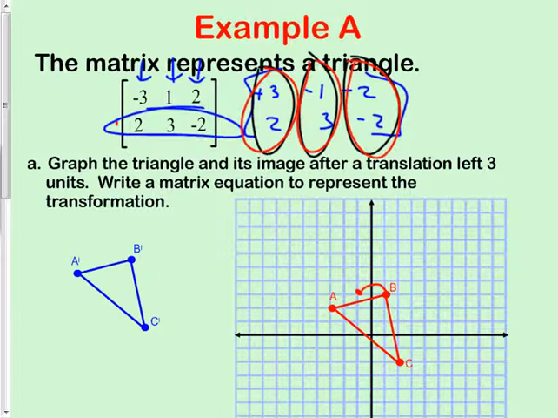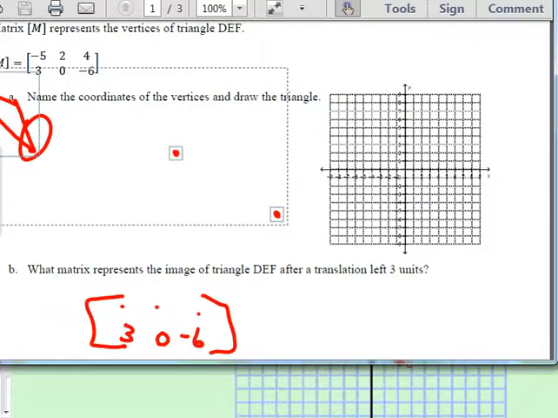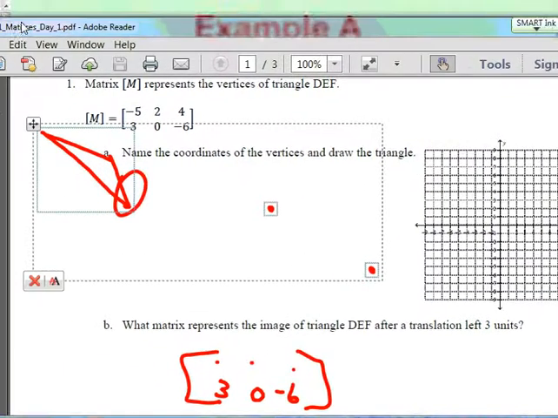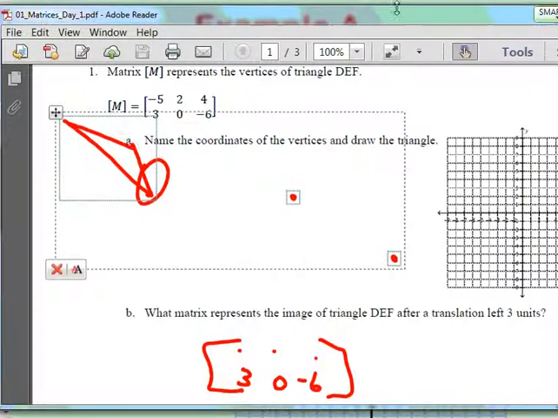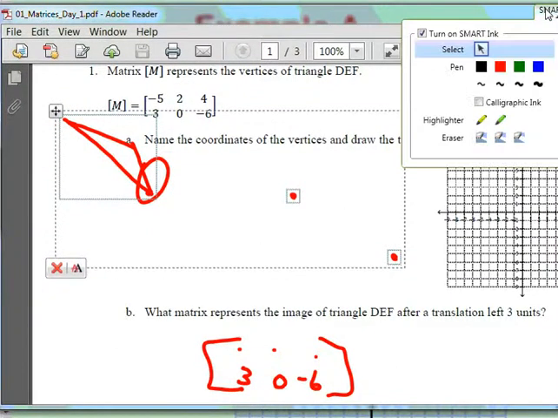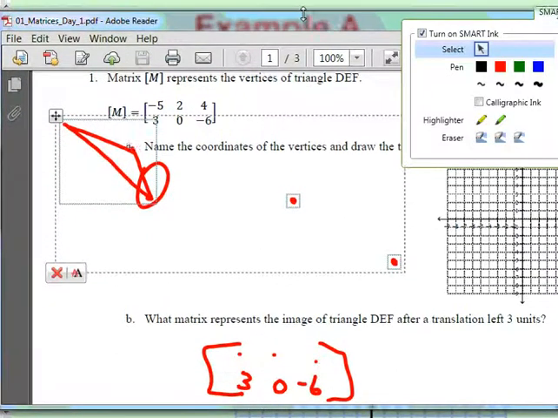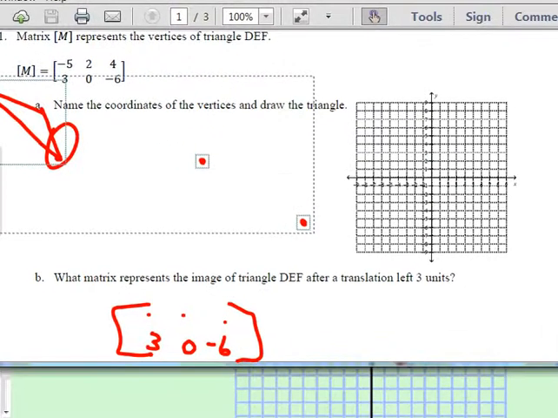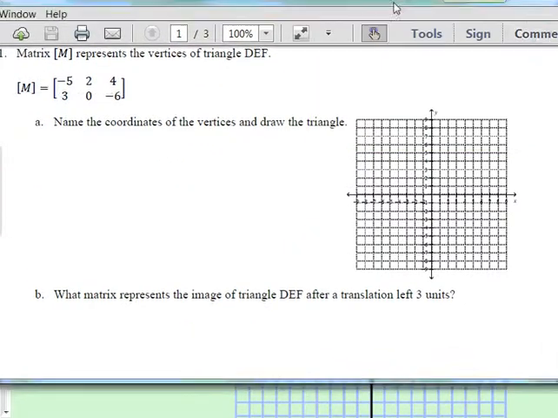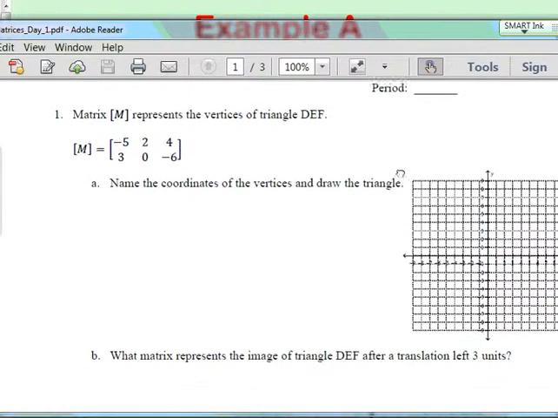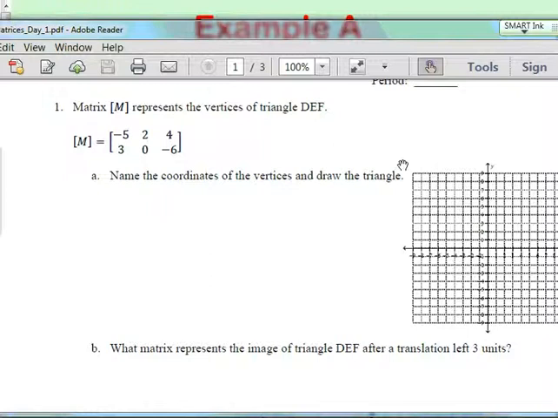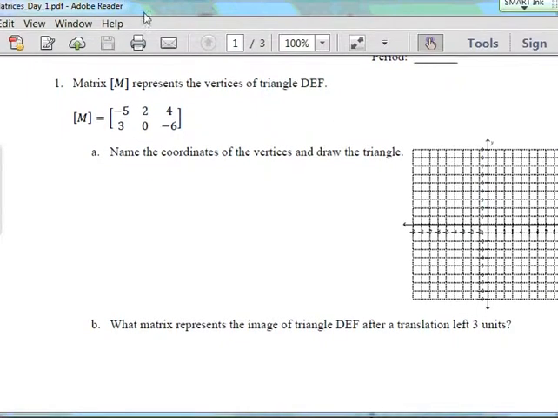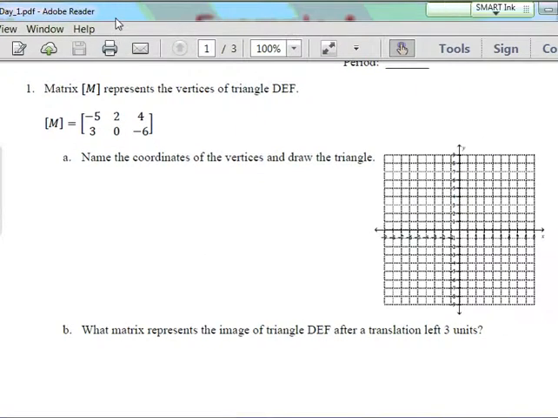All right, let's start your worksheet. Everybody open up your iPad. It looks like this. It says Matrices Day 1. All right, and the first thing is to graph the triangle. That'll be really easy. It's just -5, 3, etc. Just make your little dots, connect your dots.